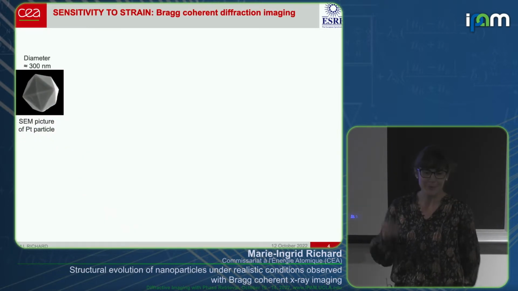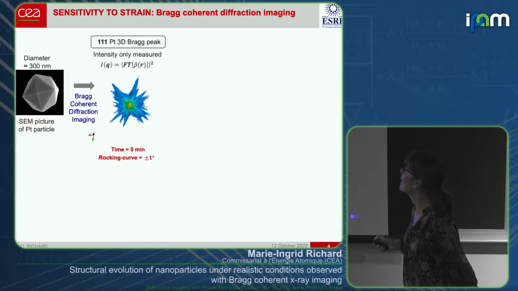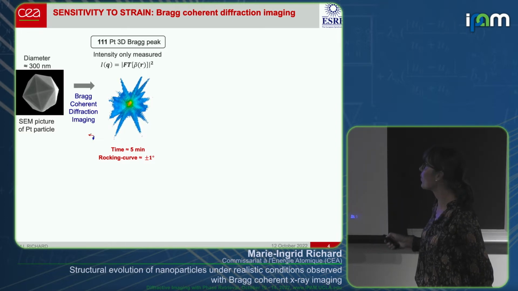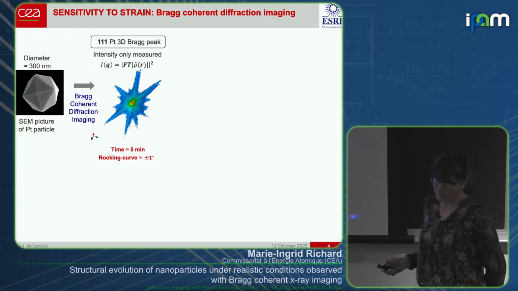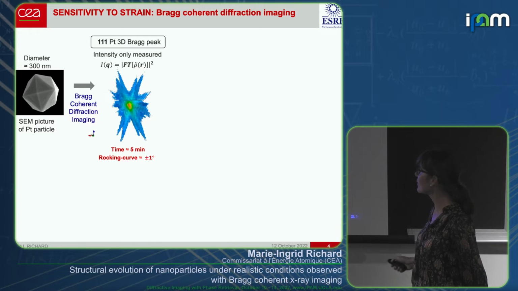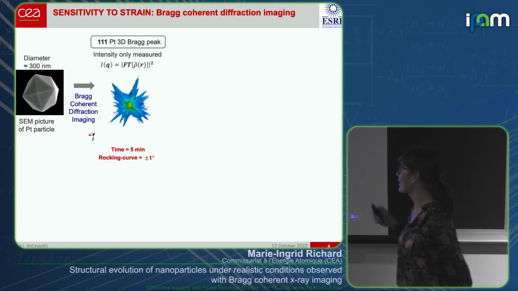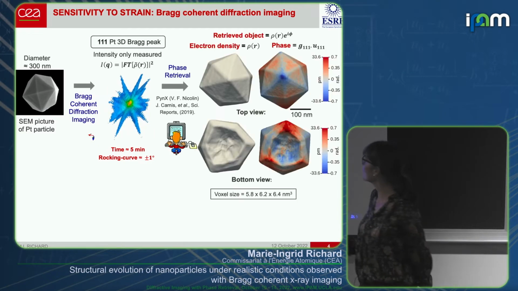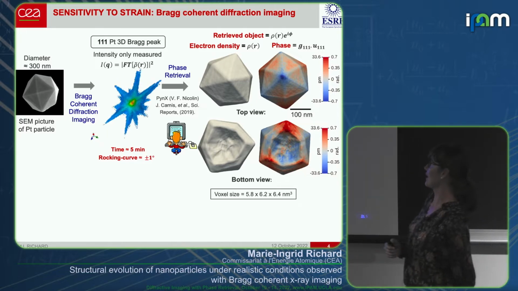So how does it work? There is a very nice talk by Ross. So we have our particle, and we will measure a Bragg peak of this particle. Here I show you the 111 Bragg reflection. The time of the measurement is about 5 minutes, compared to tomography or CDI in transmission. Here we are just rocking the sample by about 2 degrees, and we are measuring the intensity, so we are losing the phase. So we need to apply phase retrieval algorithms in order to get back the object.